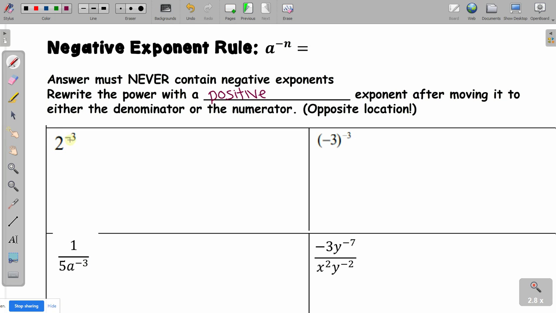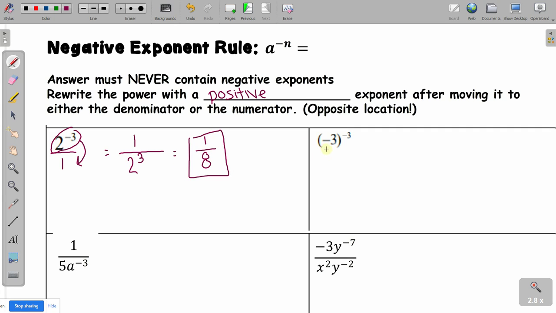So we have 2 to the negative third. Change this into a fraction. Put it over 1. 2 to the negative third is located in the numerator. So we are going to move it to the denominator so we can make it a positive exponent. When we move it, it becomes positive. So 2 to the positive third. There's nothing in the numerator, so we're going to put a placeholder of 1. And now we can simplify this. 2 to the third is 8. So our answer is 1/8.